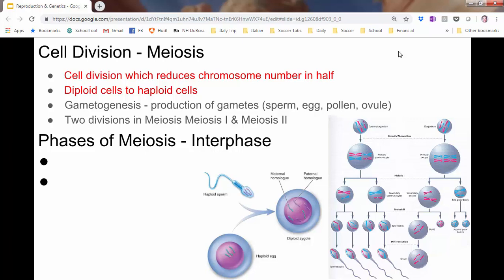So just like in mitosis, interphase is the in-between phase. When the cell's growing, when the cell copies its DNA, that happens during interphase. Remember, before cell division, the DNA makes a copy of itself. What's the next phase that comes after interphase? Prophase.